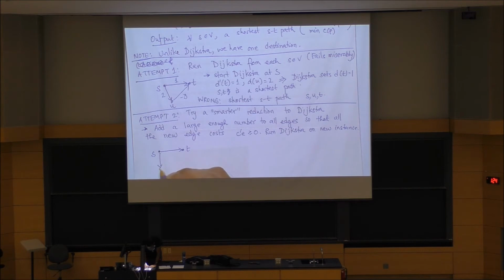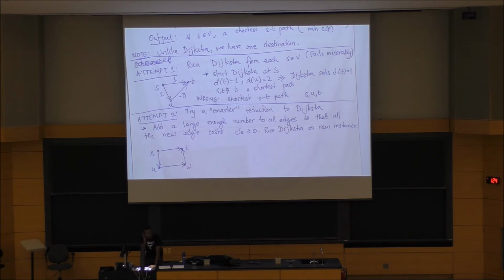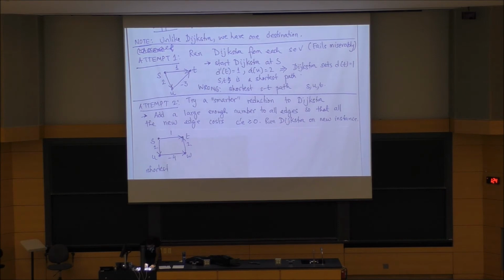I don't think this is the smallest possible counterexample, but that's okay. So let's say this is my original graph. The costs are 1, 2, 2, and minus 4. In this case, the shortest ST path is this long guy, S-U-W-T.